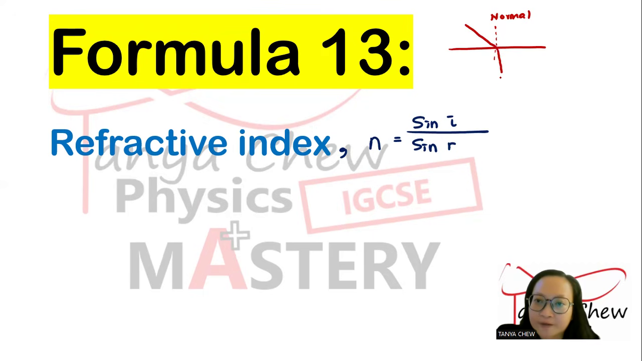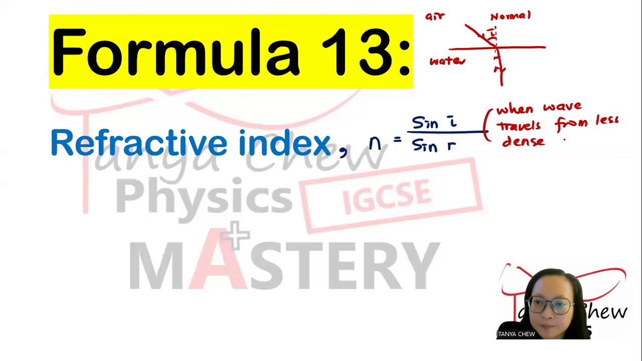This is the refracted angle. If light or a wave travels from a less dense medium to a denser medium, you can find the refractive index by using sin i, this is called i, over sin r. This is only valid when the wave travels from a less dense medium to a denser medium.